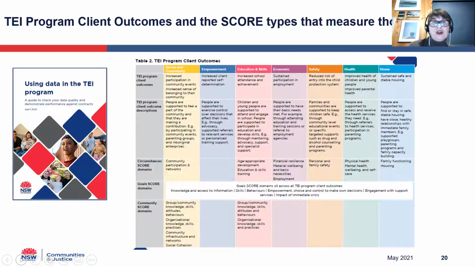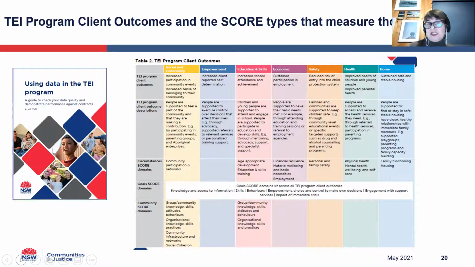You've got the domains at the top. You've got the TEI program client outcomes. Then you go down. This is a table that will help you to be able to choose perhaps which outcomes you might measure in SCORE. Certainly, if you're looking at the first column and increased participation in community events, in the circumstances score, if you are identifying individuals, you might measure community participation and networks. If you are applying a community score to that, it could be a number of different scores. But if you were looking at an event, it might be measuring social cohesion in the community score domain.